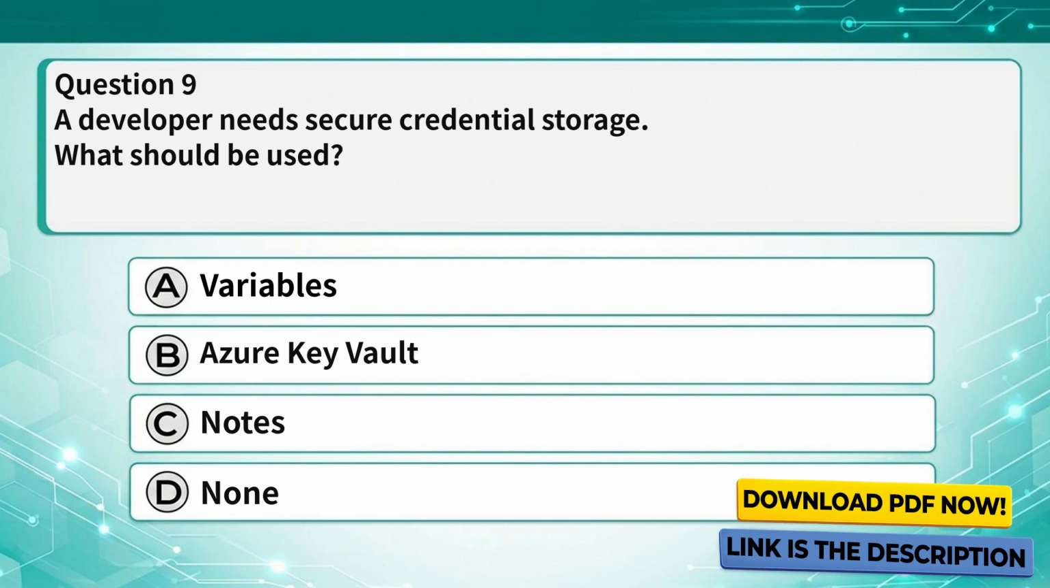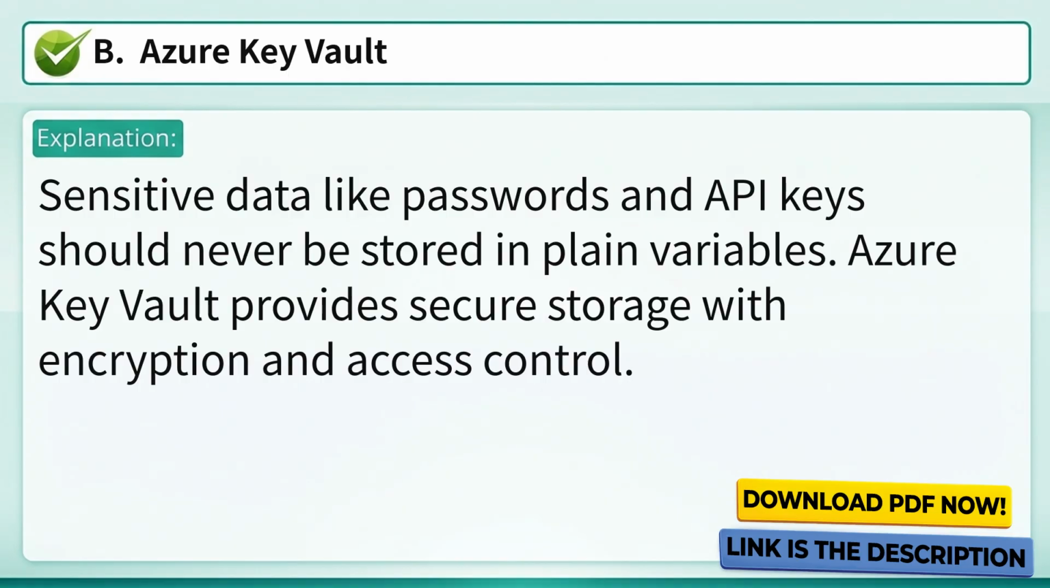Question 9. A developer needs secure credential storage. What should be used? A. Variables. B. Azure Key Vault. C. Notes. D. None. Correct answer, B. Azure Key Vault. Explanation: sensitive data like passwords and API keys should never be stored in plain variables. Azure Key Vault provides secure storage with encryption and access control.